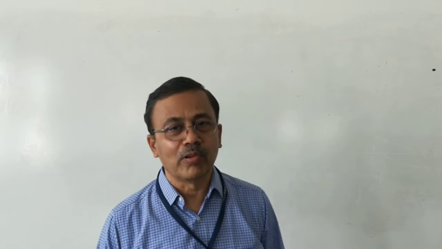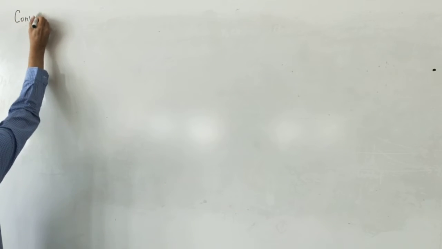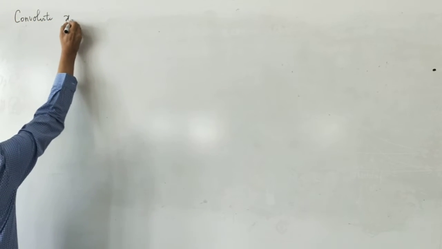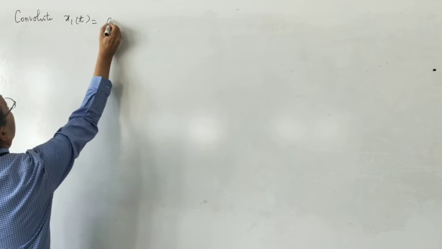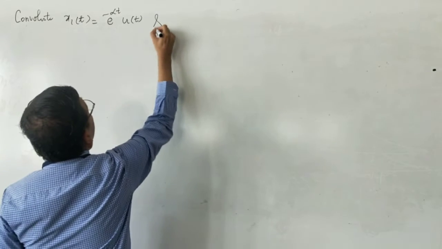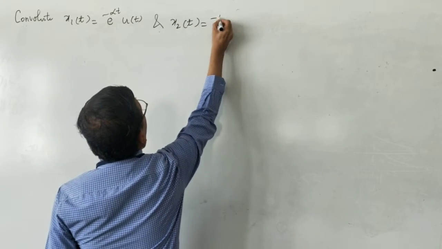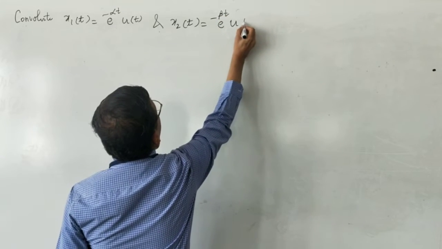Good morning. Today we will be doing additional problems on convolution integral. This is lecture number 7. Convolute x1 of t equals e to the power minus alpha t into u of t, and x2 of t is equal to e to the power minus beta t into u of t.